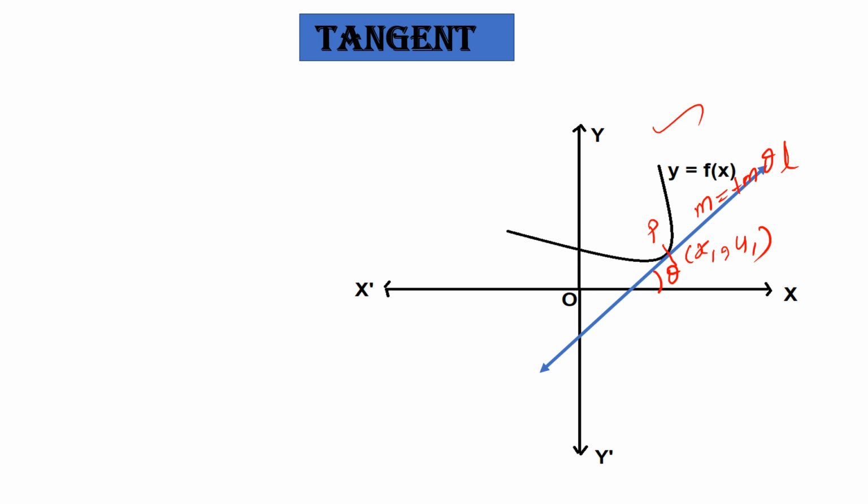Now, x1, y1 is the point of contact of the tangent line to the curve. Now the line L passes through the point x1, y1 having the slope M. We can find the equation of the tangent by the slope point formula: y minus y1 is equal to M into x minus x1. So this is the equation of a tangent line at the point x1, y1 having the slope M.